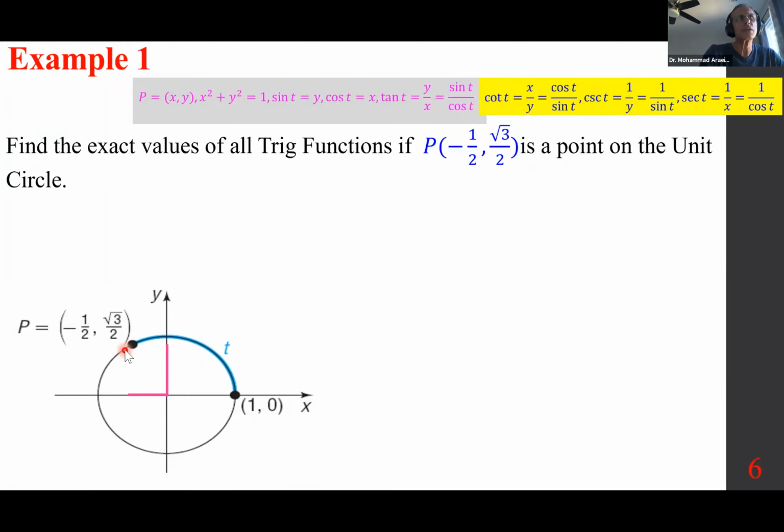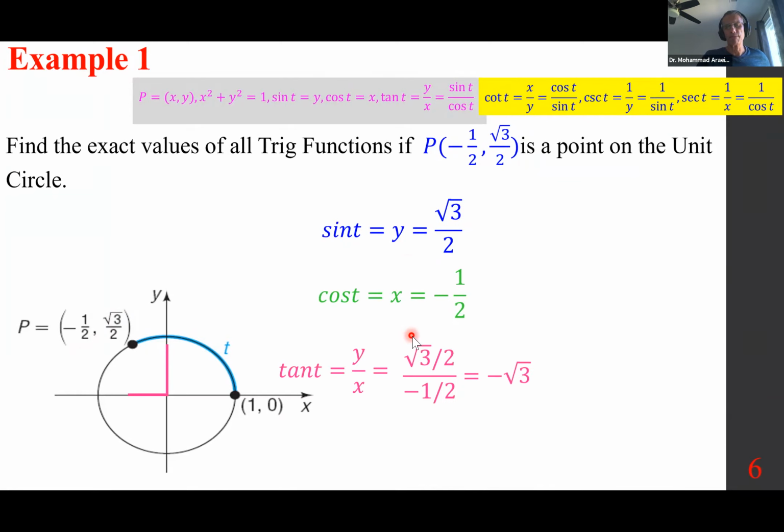And tangent is the ratio of sine to cosine. So y, square root of 3/2, over -1/2. Sine is the y coordinate. Cosine is the x coordinate. And divide the y by x, you get the tangent. Negative square root of 3.